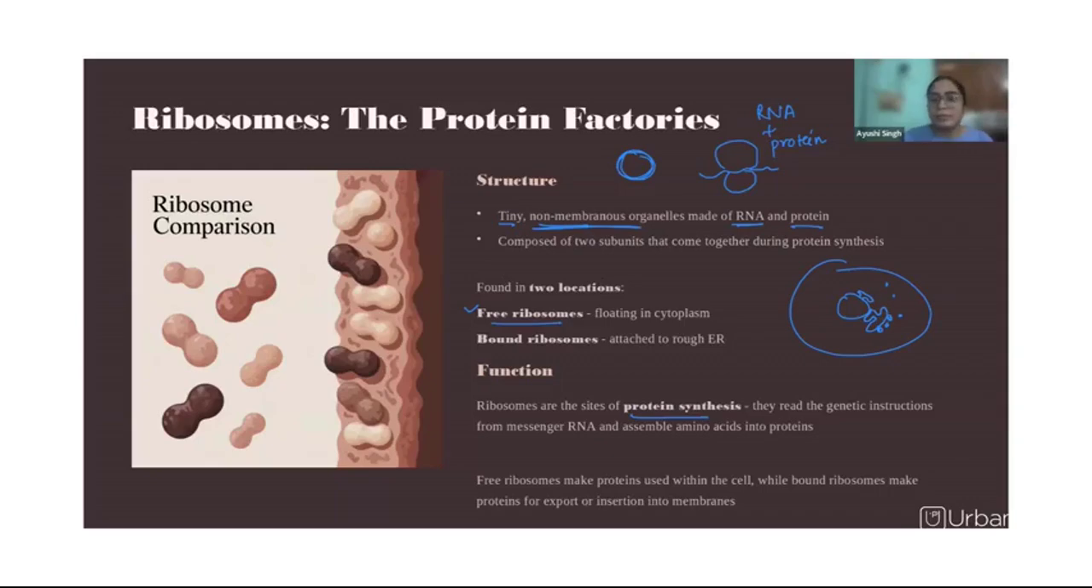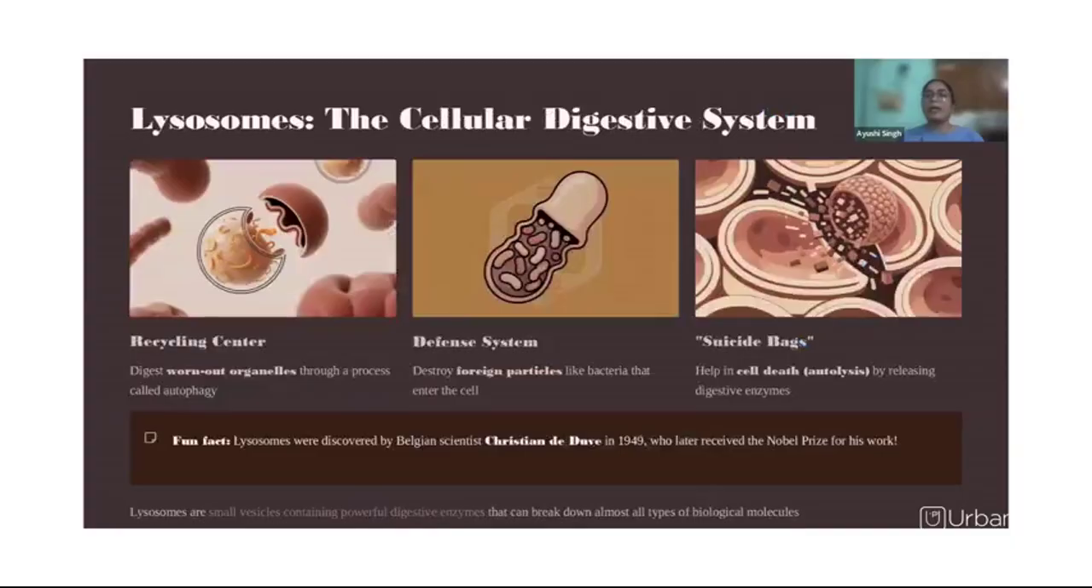Right, lysosomes. Now, lysosomes are the recycling center. In your restaurant kitchen, you can imagine there would be one trash bin or dustbin, where all the unnecessary things, the spoiled food, the spoiled raw material or anything, can be thrown, which is not needed, right?